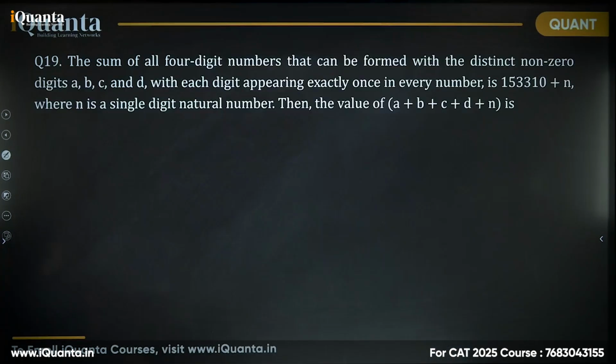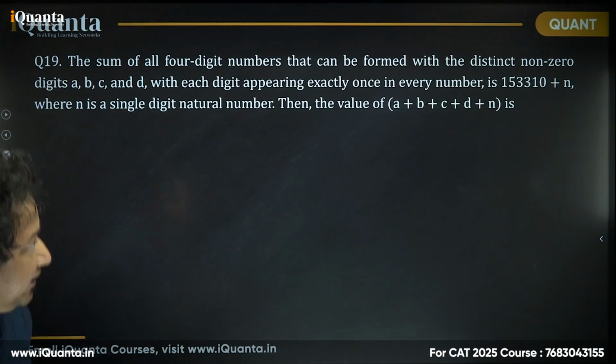The sum of all 4-digit numbers that can be formed with the distinct non-zero digits a, b, c, d, with each digit appearing exactly once in every number, is 153310 plus n, where n is a single digit natural number. The value of a plus b plus c plus d plus n is what? Interesting question. Difficult as well.